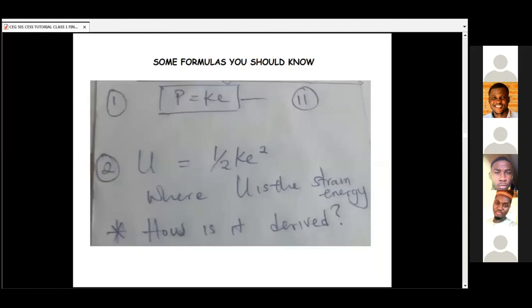strain energy and complementary energy, which are the energy methods that we are meant to do today. Before I go on, I want us to know some particular formulas and their derivation, because like I earlier stated, derivation is very important for Dr. Joko. The first one is P equals K e, from Hooke's law. The second one is the strain energy, U equals half K e squared. I'll be showing how that was derived.